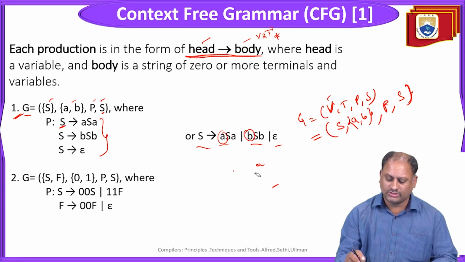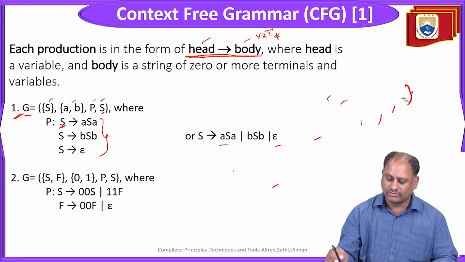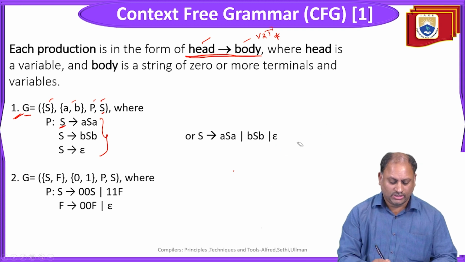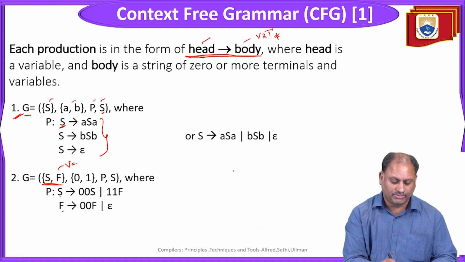In the second example, we are going to see a grammar with a set of rules such that the first variables which appear are capital S and then capital F. So these two come under variables.